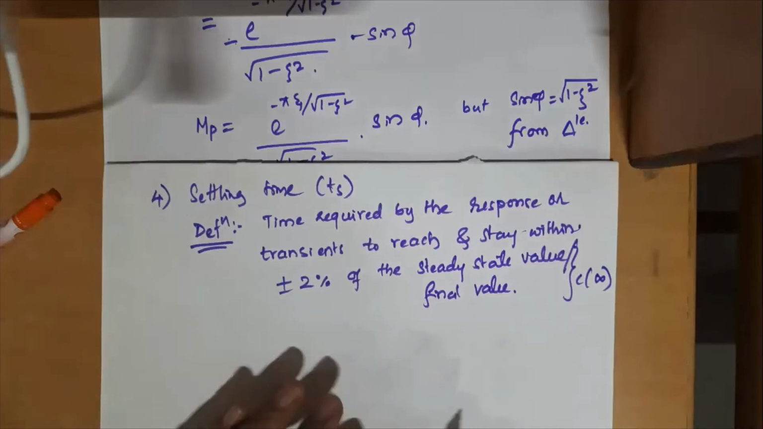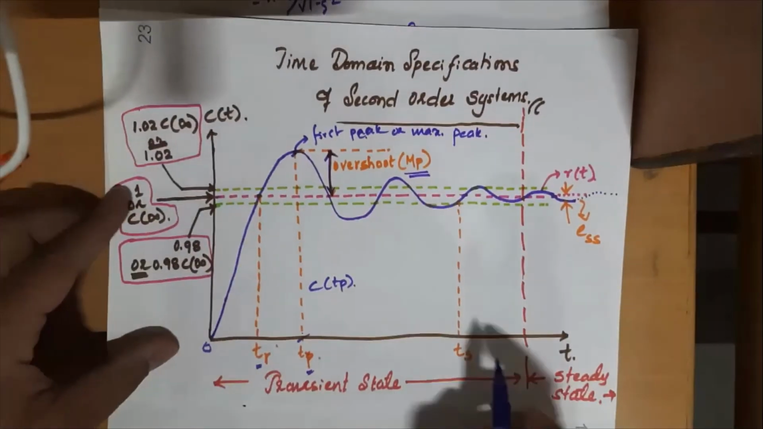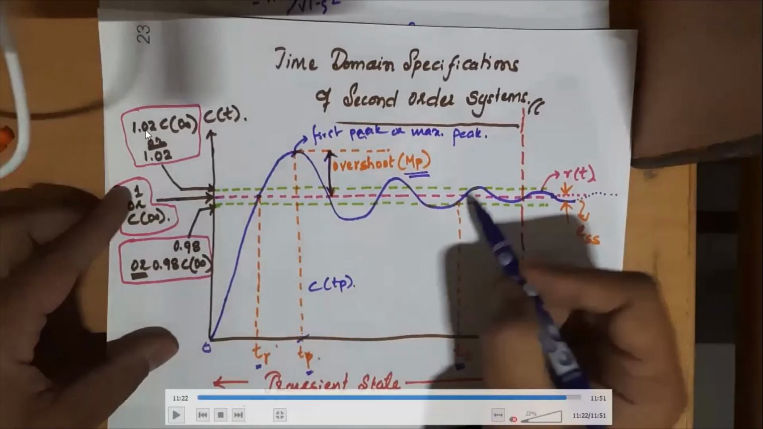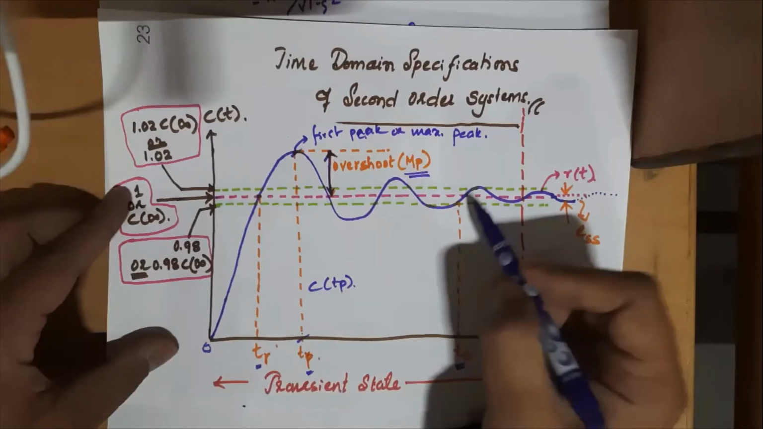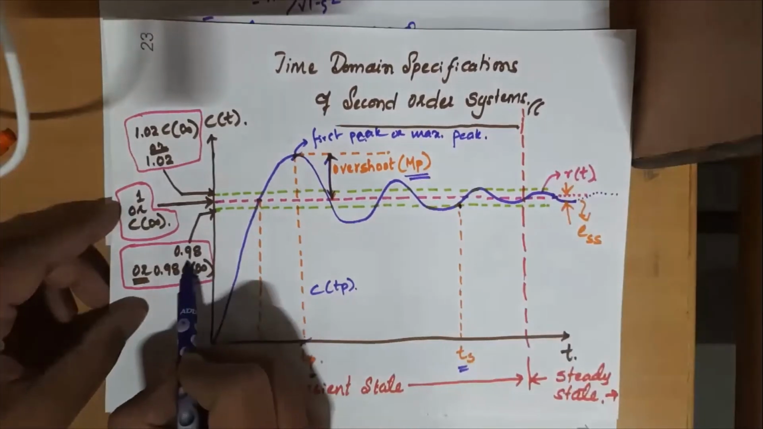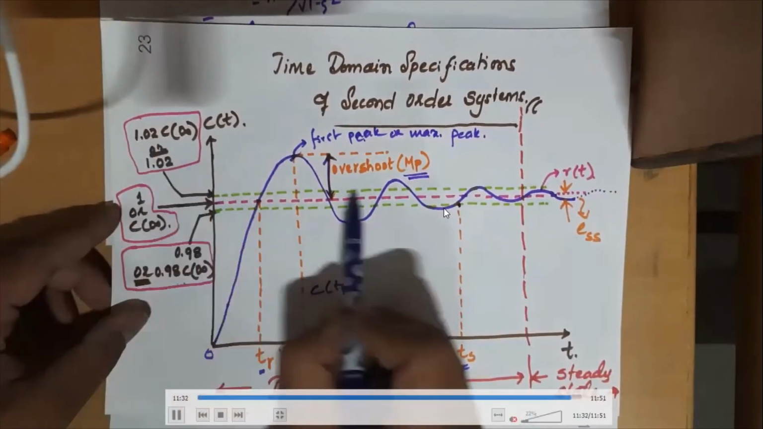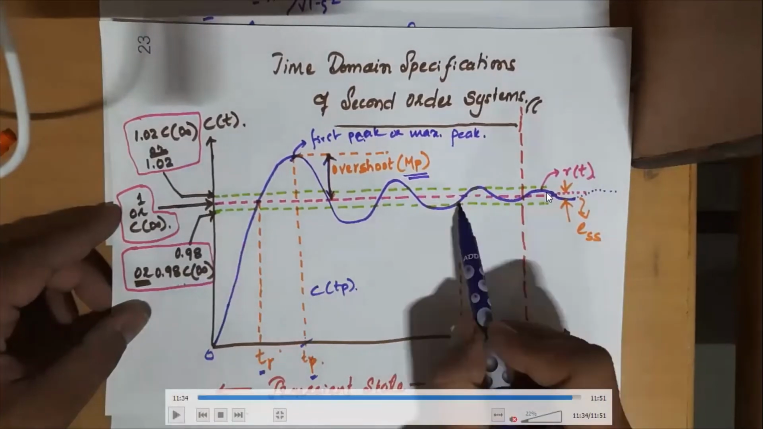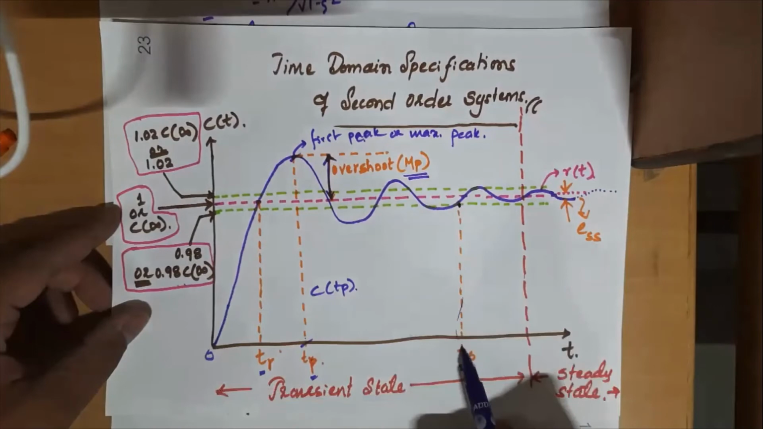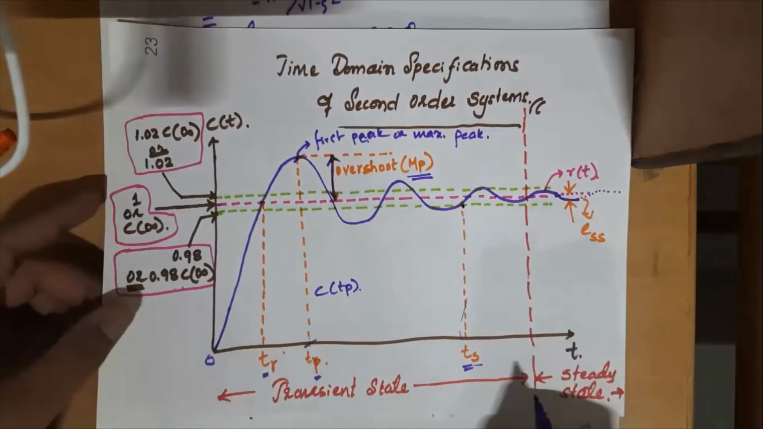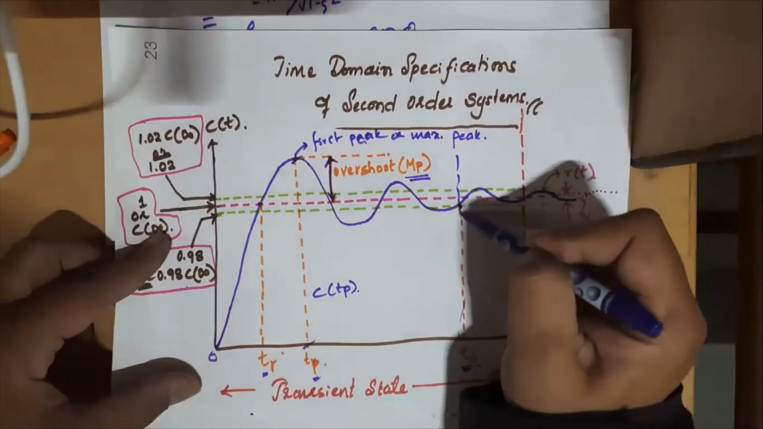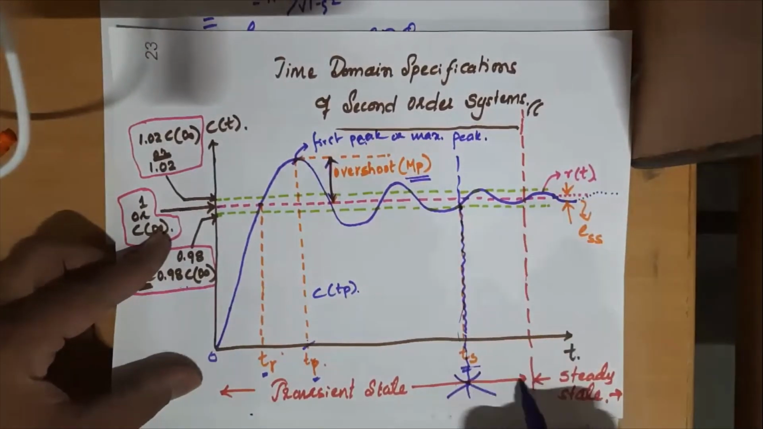So let us look at the graph. In the graph, I had marked 0.98 and 1.02. These green color lines represent plus or minus 2% of the final value, the unity step input. One can clearly see that when our oscillations have reached and stayed within plus or minus 2%, I have marked that particular point as Ts.